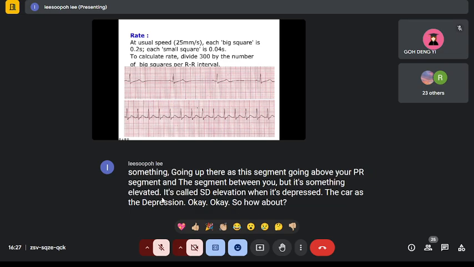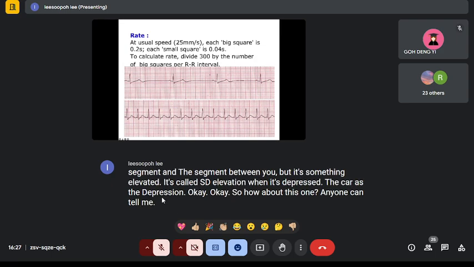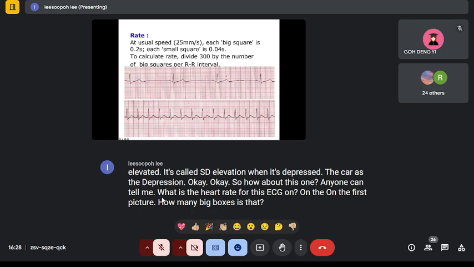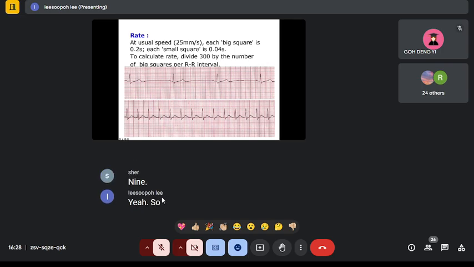So how about this one? Can anyone tell me what the heart rate is for this ECG in the first picture? How many big boxes is that? 9. Yeah. So what is the heart rate? 33.33. Yeah, so you roughly get around 33.